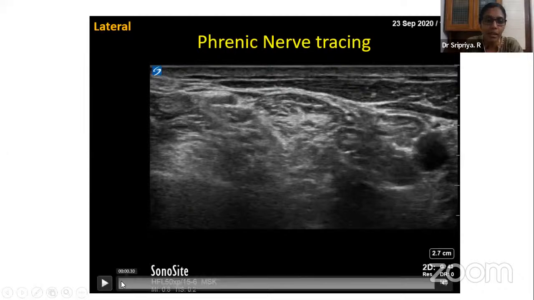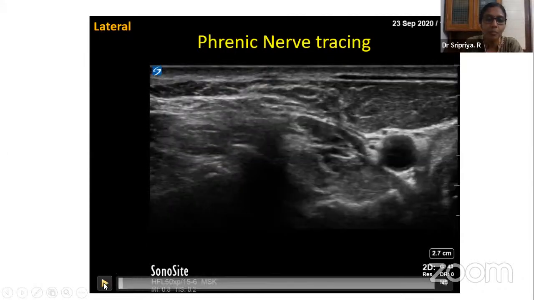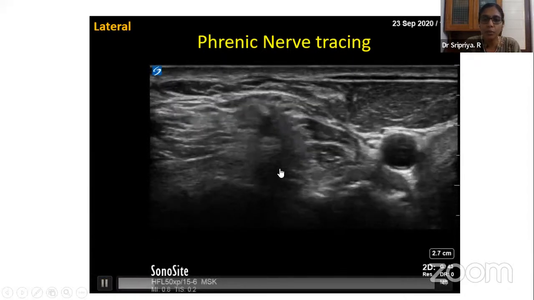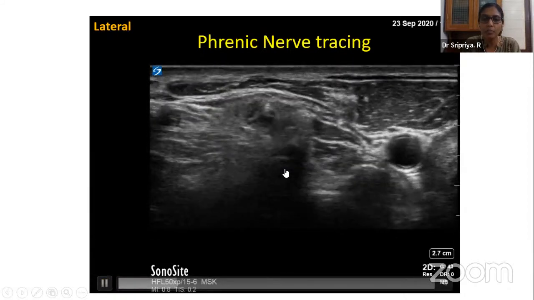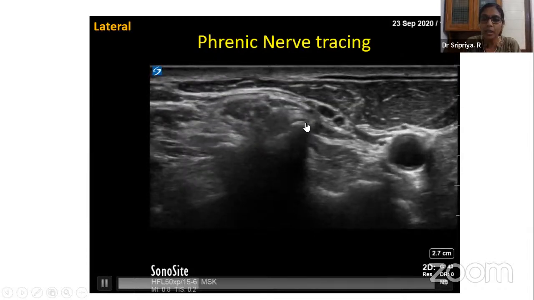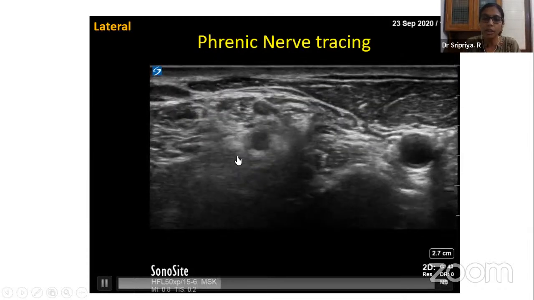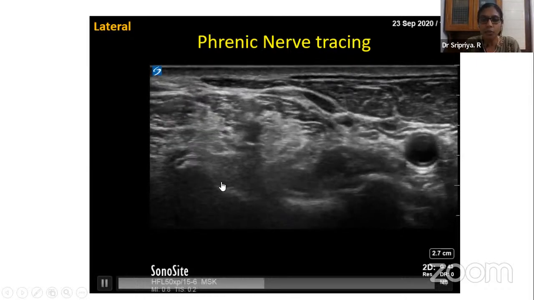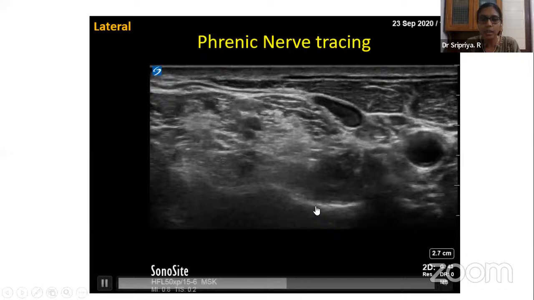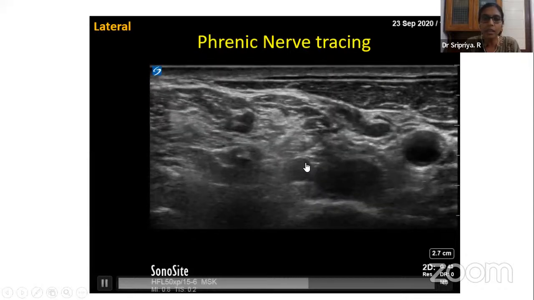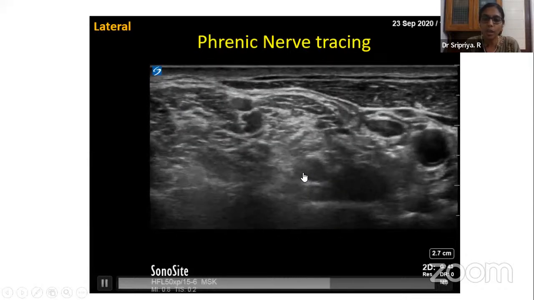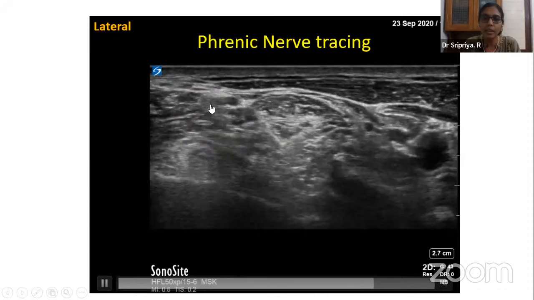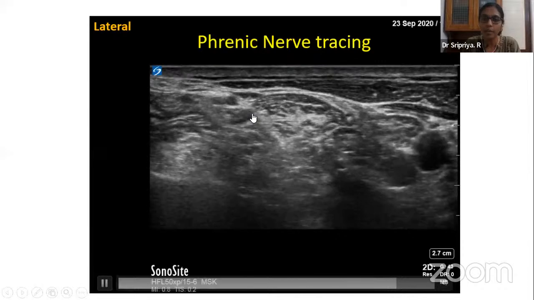I'll play this again. So this is the C5 nerve root, C5 transverse process. C6 has a very prominent anterior tubercle, horseshoe-shaped transverse process, C6 nerve root. The C7 transverse process does not have an anterior tubercle, and we can see the vertebral artery also coming out of the foramen transversarium. So this is the C7, and C5, C6 has joined to form the upper trunk.